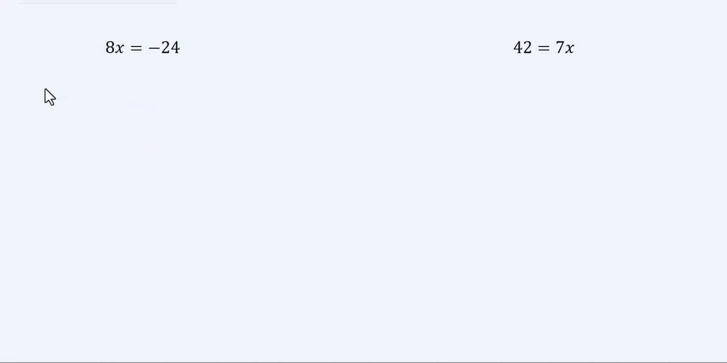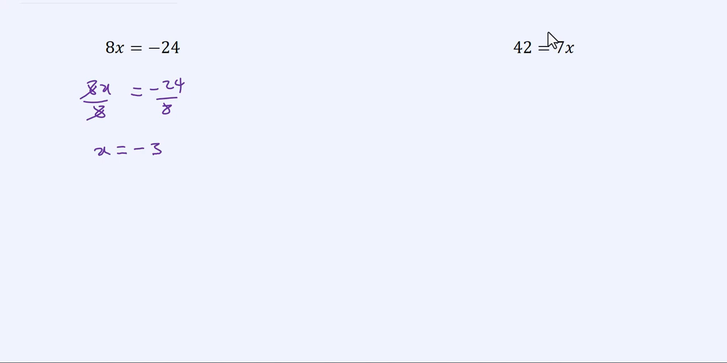The next question here we have 8x equal to negative 24. So divide both sides by 8. So 8x divided by 8 is equal to negative 24 divided by 8. The 8's cancel out, and then x is now equal to 24 divided by 8, which is 3, but remember the sign, so negative 3. Here we have 42 is equal to 7x.